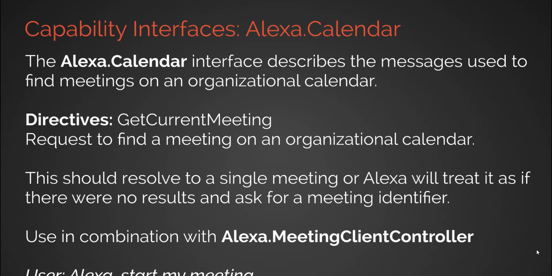On the other hand, if there is no meeting going on, then she won't give you anything back, and she'll basically let you know that nothing is going on. So an example of using this directive is "Alexa, start my meeting." This is how you can actually kick off particular requests. And it's a pretty cool feature of the Alexa capability systems.